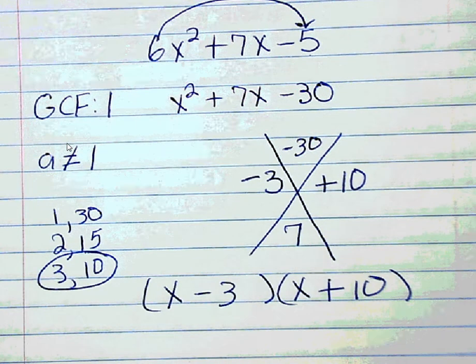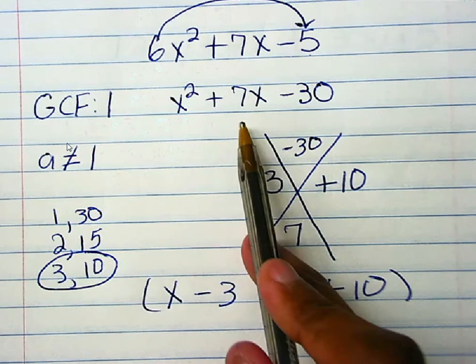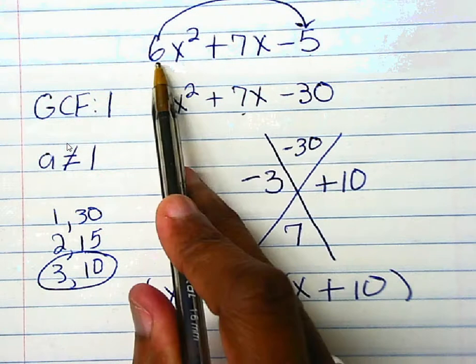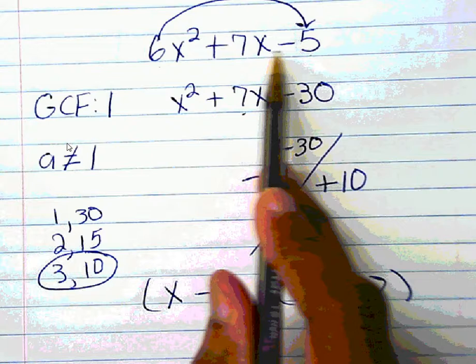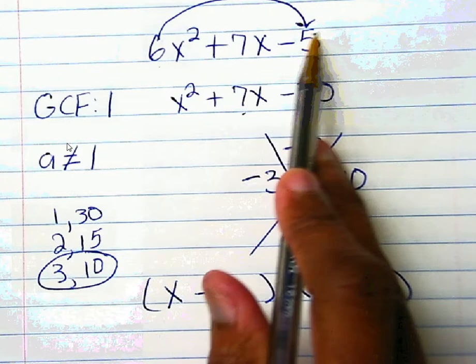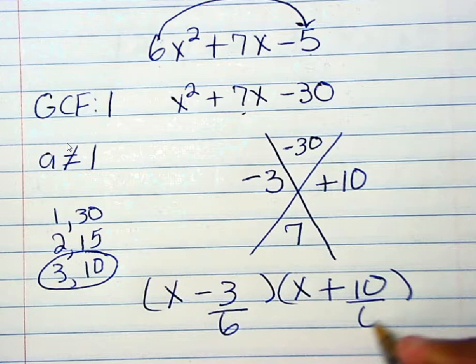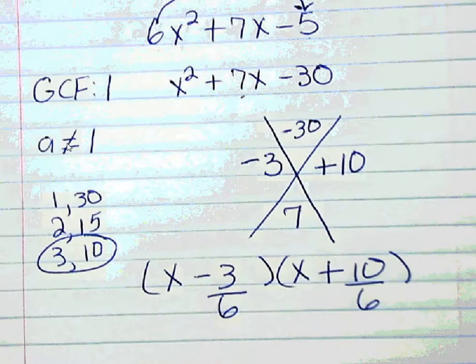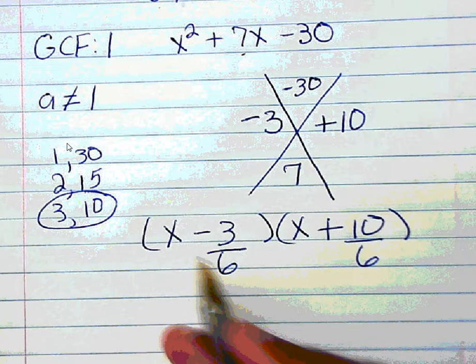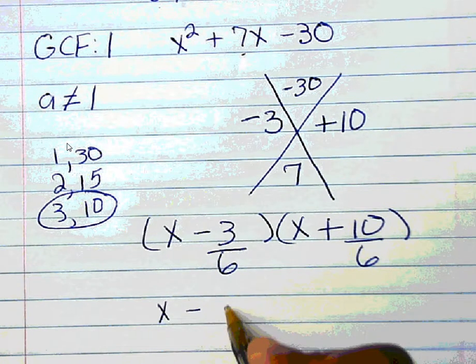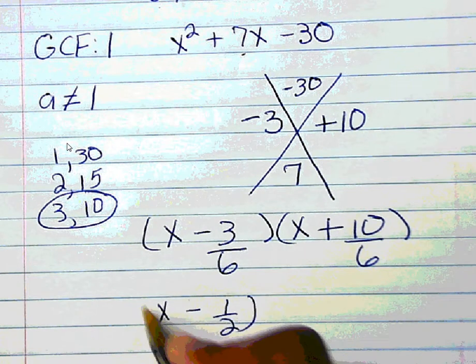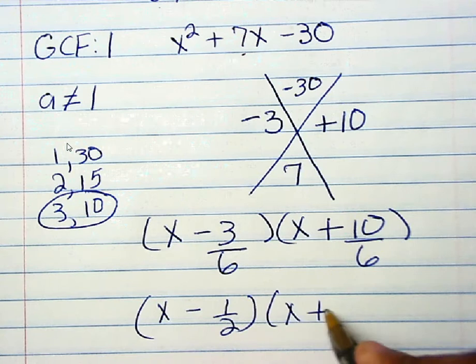But guys, you need to remember, this was not my original. My original was 6x squared plus 7x minus 5. I multiplied by 6, so now I'm going to divide by 6. We have to reduce the fraction. So I have x minus 1/2 times x plus 5/3.